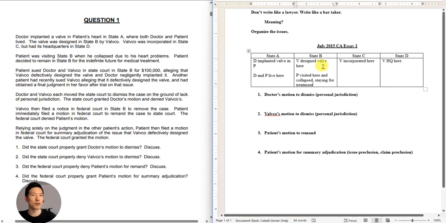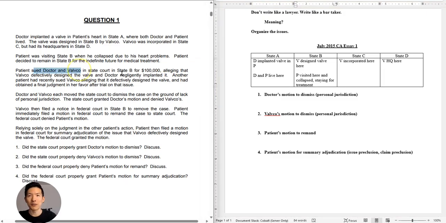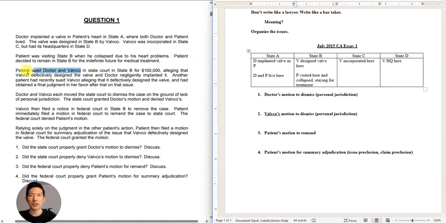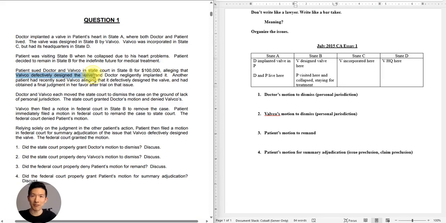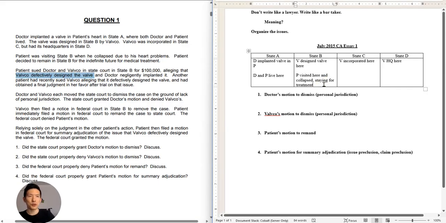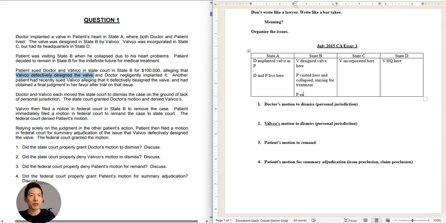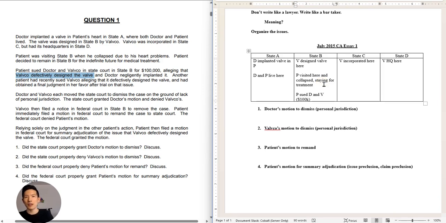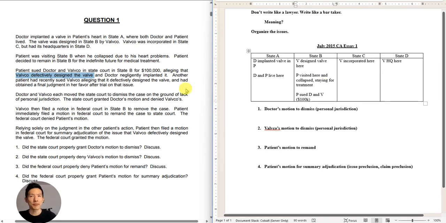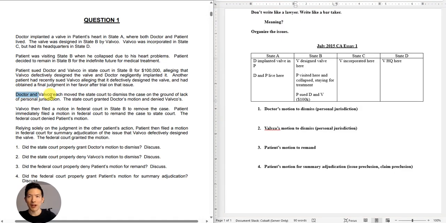And he or she is staying for treatment. And then patient sued the doctor and Valveco in state B, alleging that Valveco defectively designed the valve and doctor negligently implanted it. So we have 2 defendants. So let's write down P sued the doctor and Valveco under K. And then let's see.